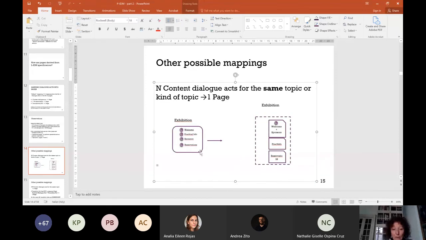So concerning the notation, this is the notation that you should remember from LIDM for a single topic. This notation means page or page type, depending if you are related to a kind of topic or a topic. This symbol means that you are doing a merge, specified by this dialog act, welcome plus sponsors. And this symbol means that all these pages originate from the same topic. But we will go back to this notation later today.